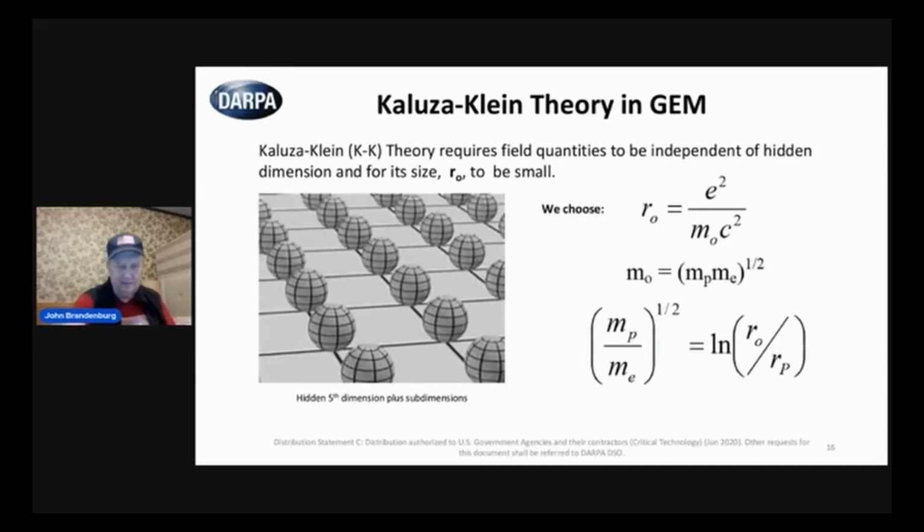Here's the correlation: the square root of the mass ratio between electron and proton is correlated with the logarithm of a fifth dimension. It's a Kaluza-Klein fifth dimension that expands out from the Planck scale. The key number to the universe, by the way, is 42.85, because that's the square root of the mass ratio. Next.